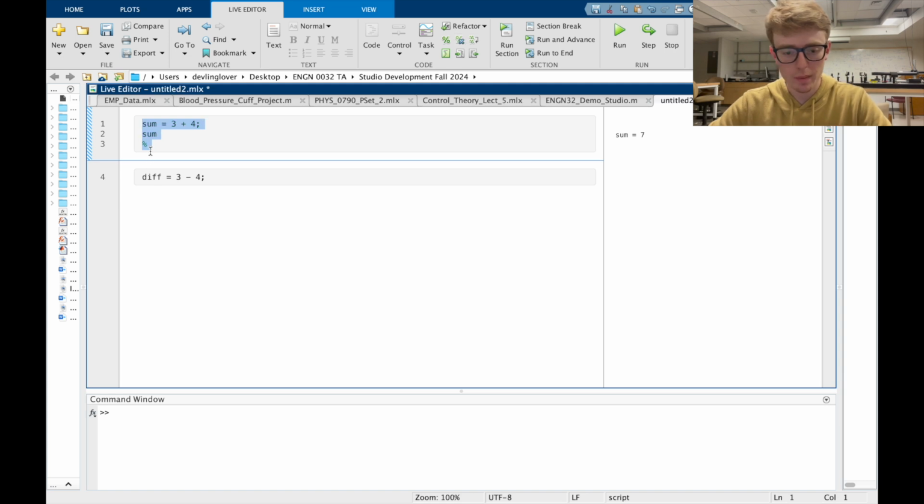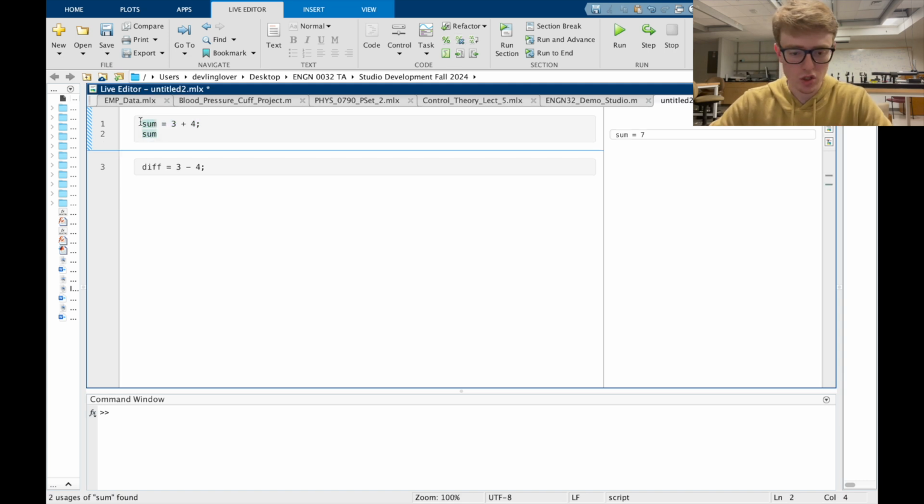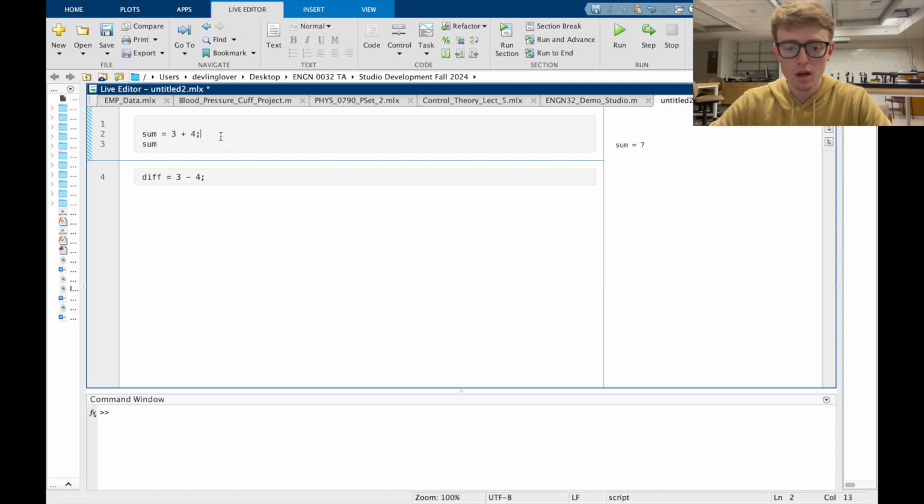Other good uses for comments are just organizational things so you remember what you're doing. So if sum is some super complicated function, I can say sum returns 3 plus 4, and I won't see that when I run my code. Okay. So that's a quick rundown on MATLAB.